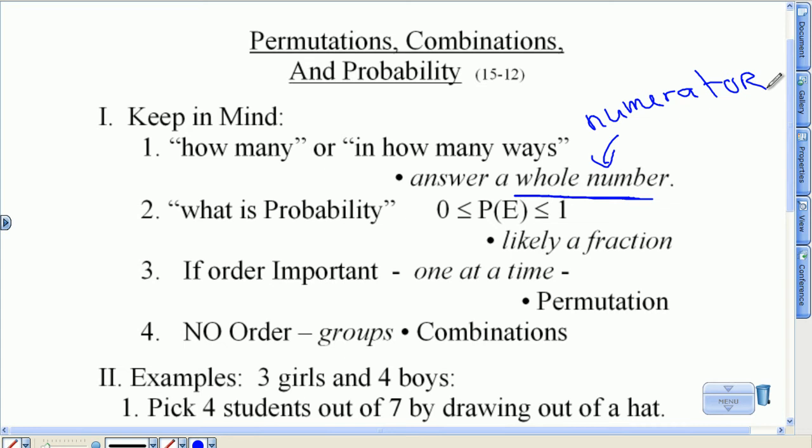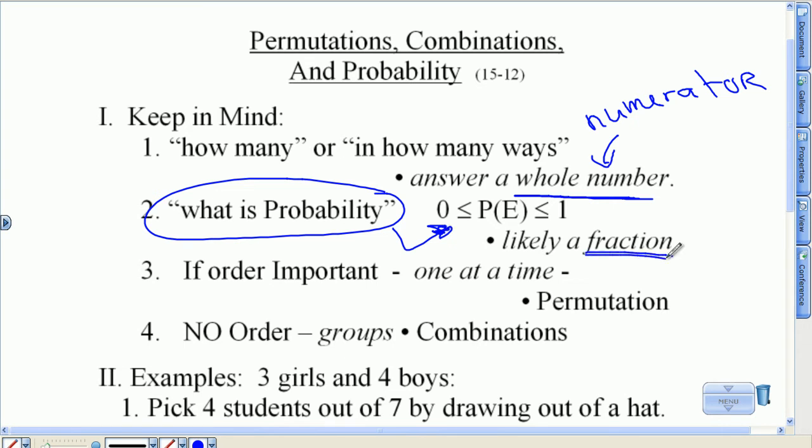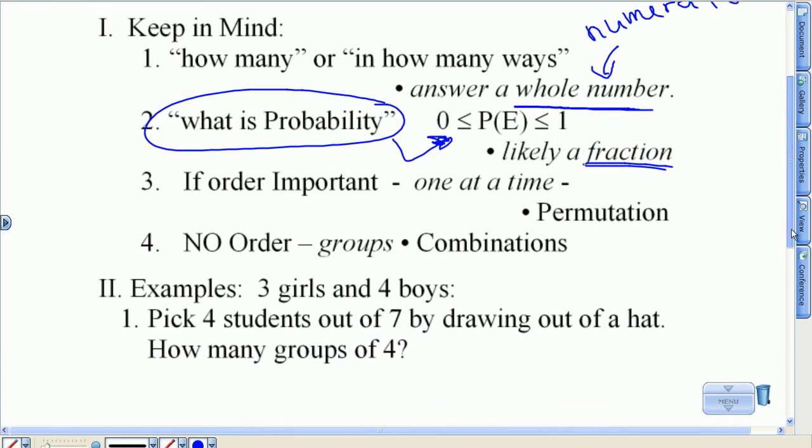Now, if they ask you for a probability, if it says in the directions, what is the probability? Now we got to give an answer between 0 and 1. You look at it. It'll say the word probability literally in the directions, and unless it's an impossible event or an event that happens every single time, your answer is going to be a fraction. Okay, now keep in mind what we did the last 2 days.